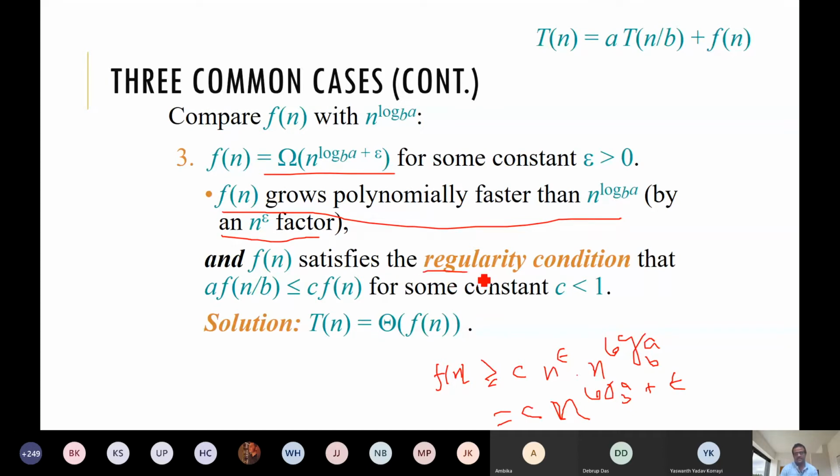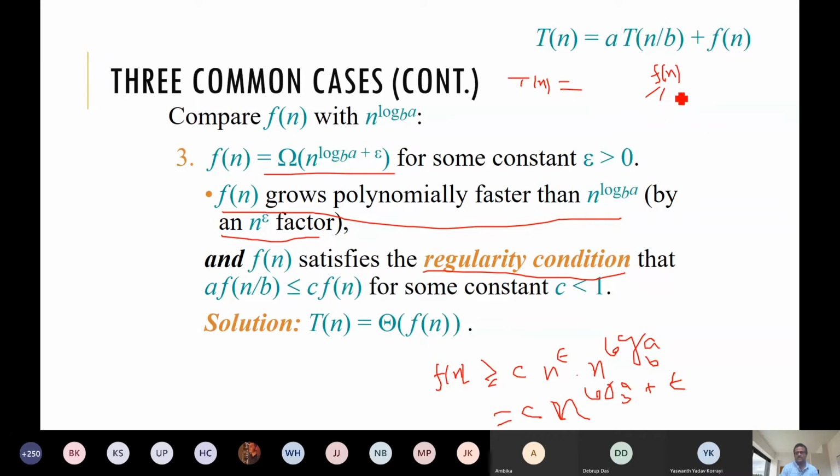What is that? The condition is telling: if you draw the recursion tree of this, T(n) is nothing but a problem of size n. This problem is reducing into subproblems, and this is the cost for each subproblem.